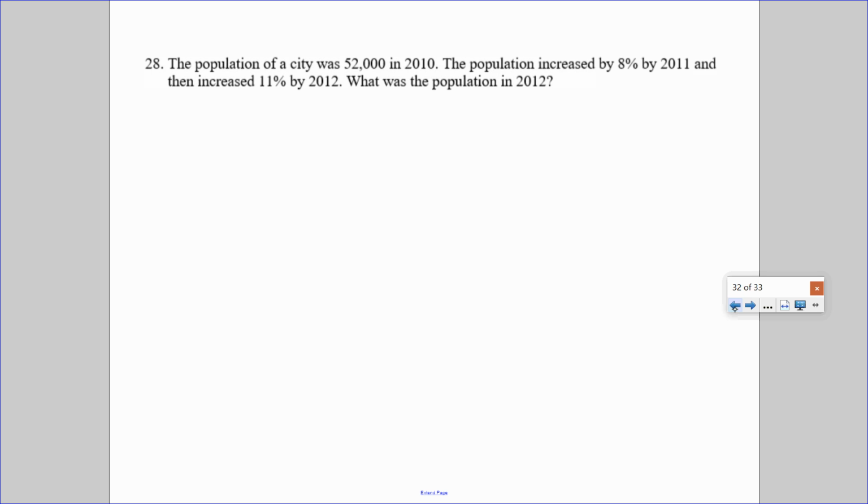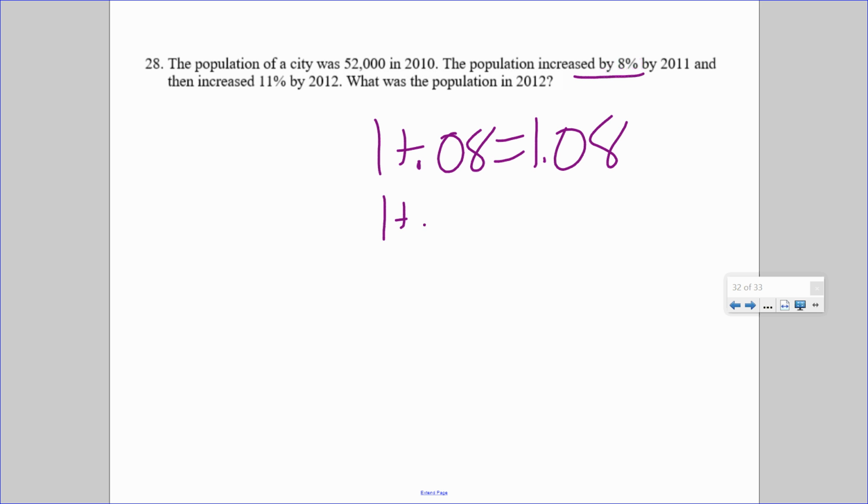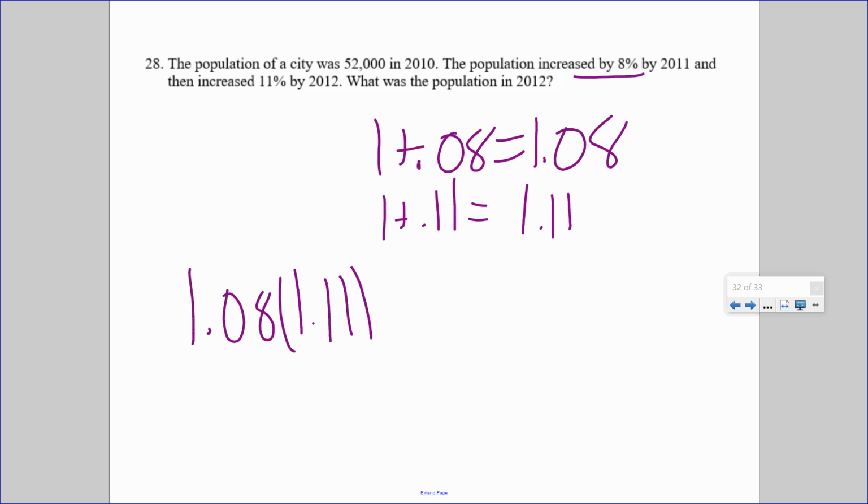Okay. Increased by 8%. That's 1 plus 0.08, which is 1.08. Increased by 11%. 1 plus 0.11, which is 1.11. So there's an 8% increase of an 11% increase of 52,000. That will give you the amount the following year. It increased 8%, then it increased 11 more percent, so it's 1.08 times 1.11 times the original.